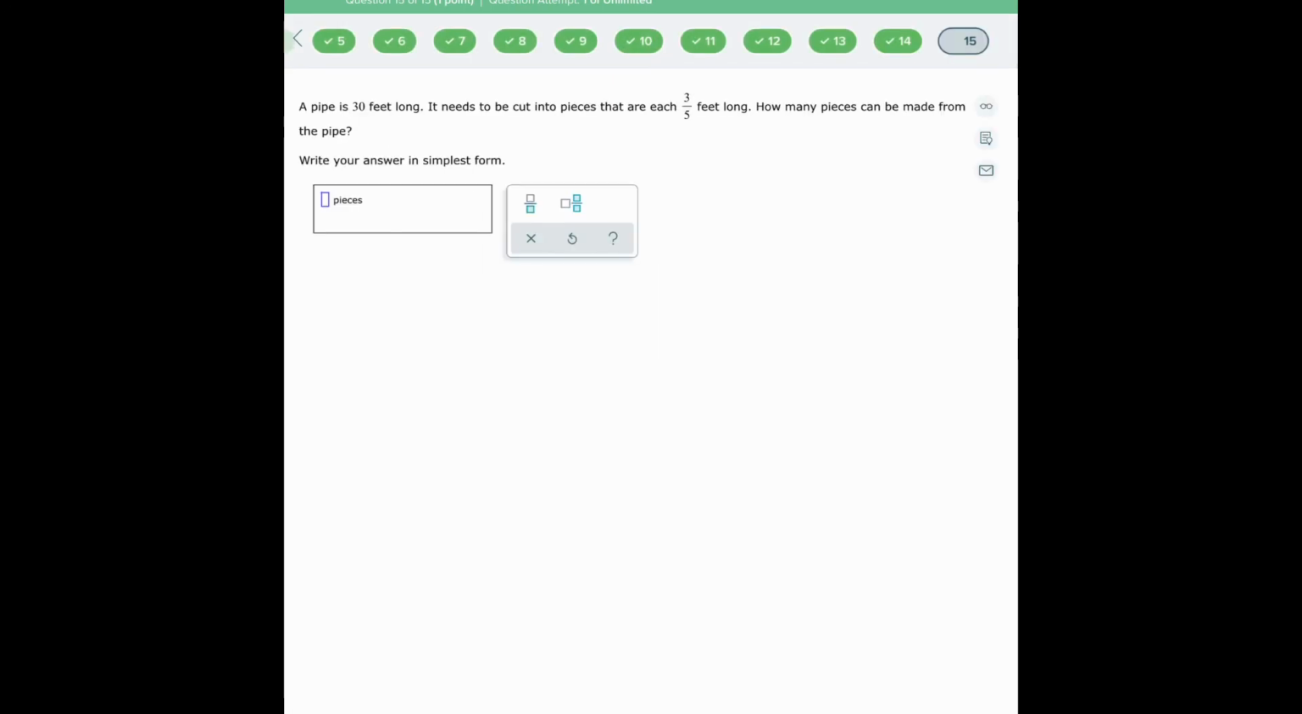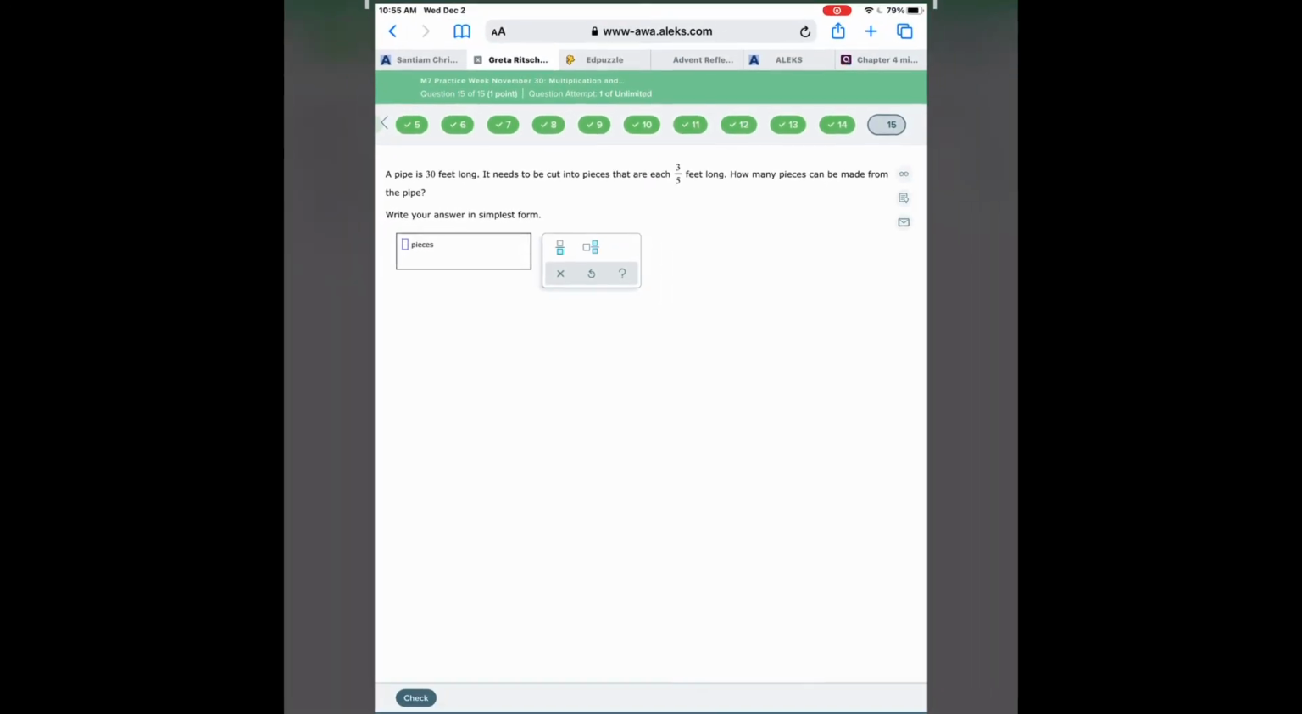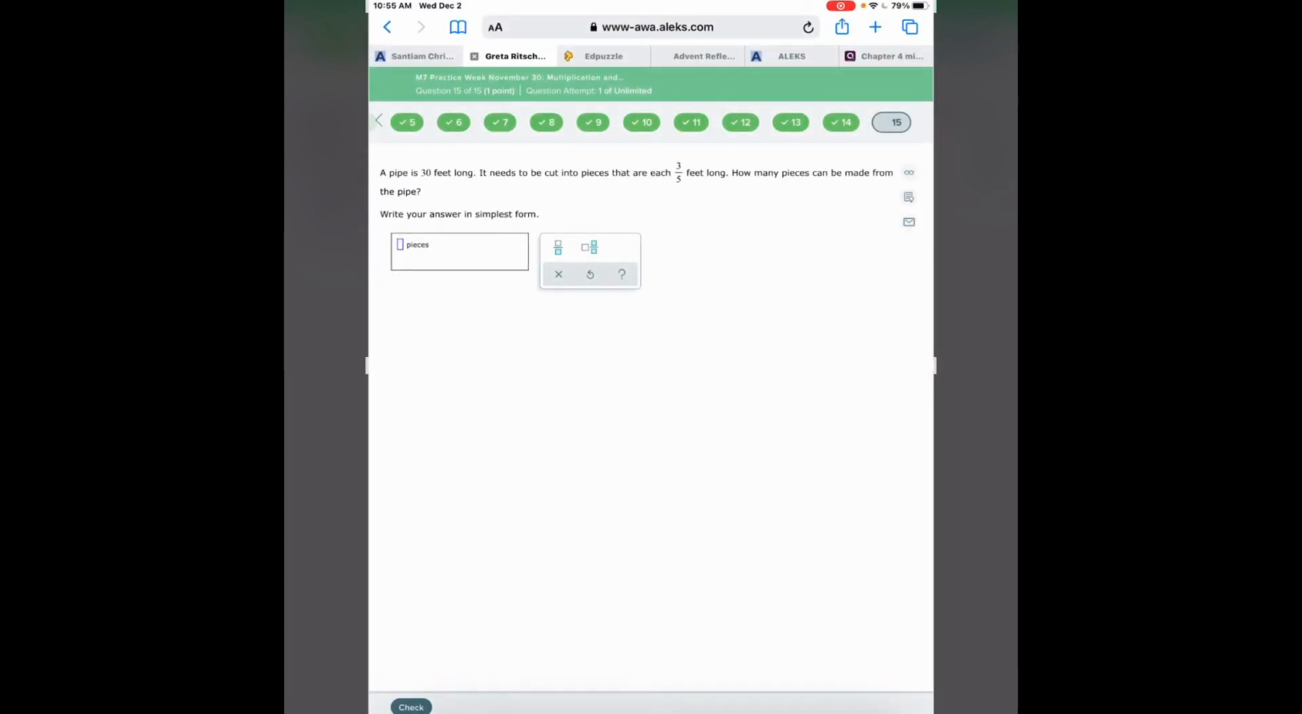All right. A word problem. A pipe is 30 feet long, and it needs to be cut into pieces that are 3/5 feet long. How many pieces can be made from this pipe? So we are going to take 30, and we are going to divide it by 3/5. Each piece is going to be 3/5. So we want to know how many of those we're going to get. And so we keep that first number the same.